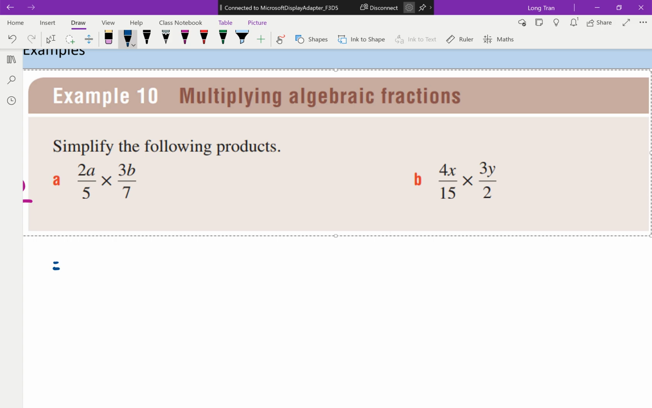So we do 2a over 5 times 3b over 7. Here we go. Your job is to look at the numerator and denominator. Is there a common factor between, say, 2 and the two numbers on the bottom there? You got 5 and 7. Is there a common factor there? No. 2 with 5, 2 and 7, there's no common factors, so can't do anything with the 2. Then you look at the 3 and you say, is there a common factor of the 3 and the 5 and 7? No. So you can't do anything with the 3.